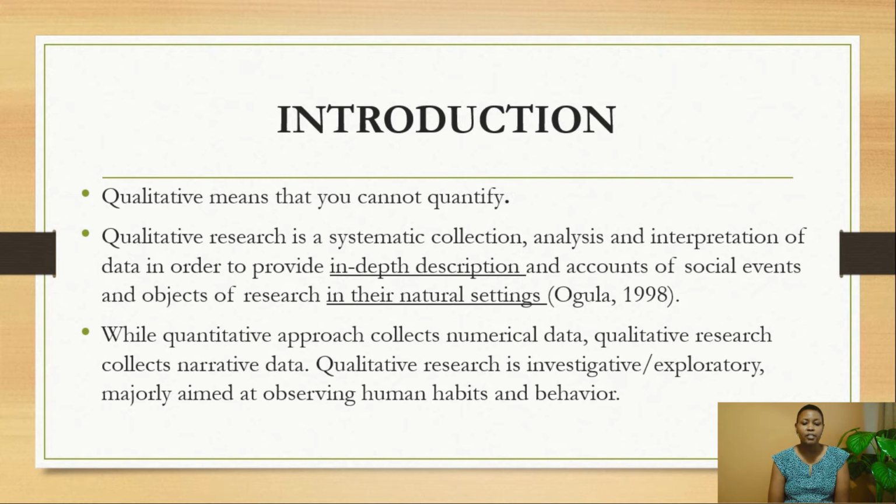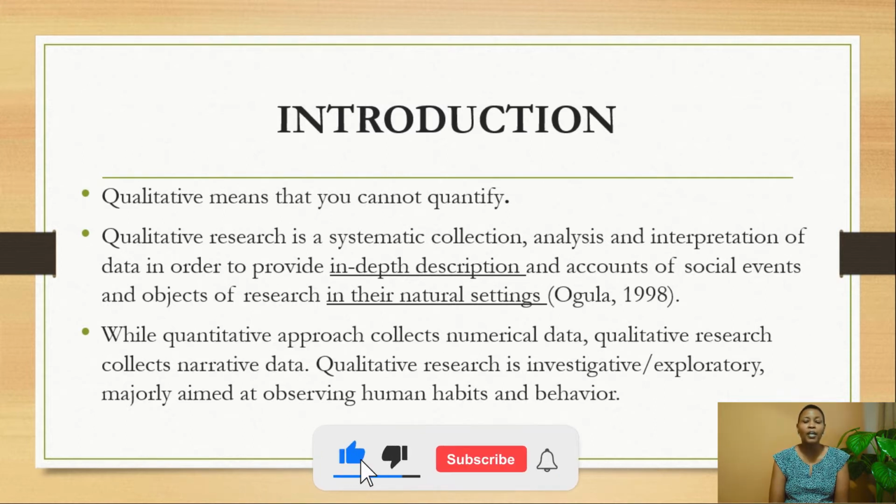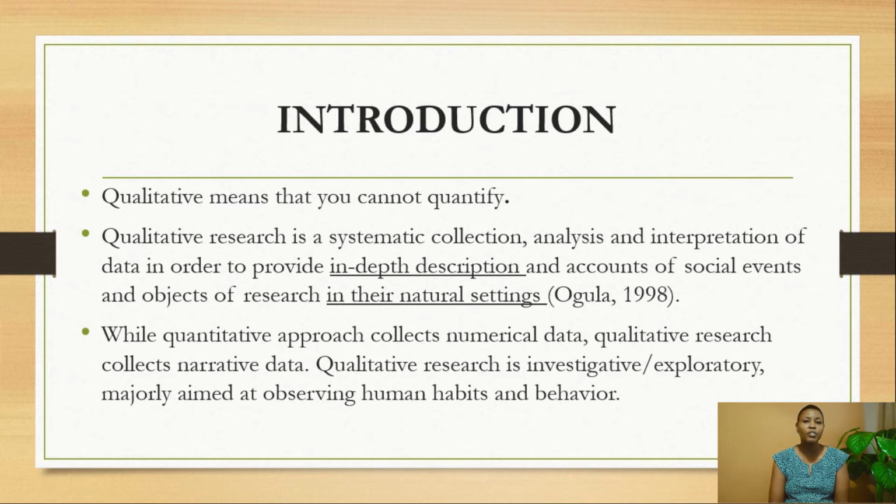As a way of introducing qualitative research, we need to ask ourselves, what does qualitative mean? In simplest terms, qualitative means that it is something you cannot quantify. In other words, it is something that cannot be converted into numbers or numerical terms. And that is why qualitative research is defined as a systematic collection, analysis, and interpretation of data in order to provide in-depth description and accounts of social events and objects of research in their natural settings. Now, we have underlined in-depth description and natural setting because those are key characteristics in qualitative research, and we shall discuss them when we get to characteristics of qualitative research.